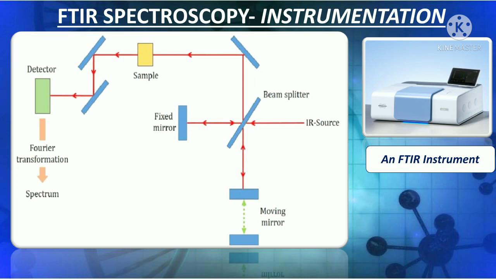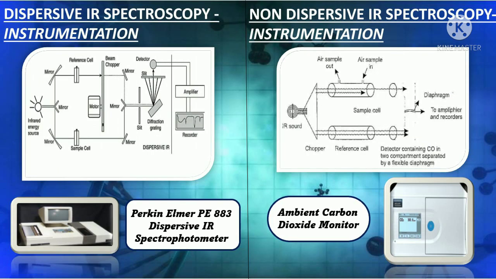Well, in the case of dispersive and non-dispersive spectrophotometers, you have seen that in a non-dispersive spectrophotometer, there was an ambient carbon dioxide detector.